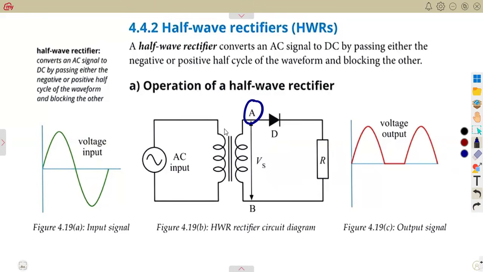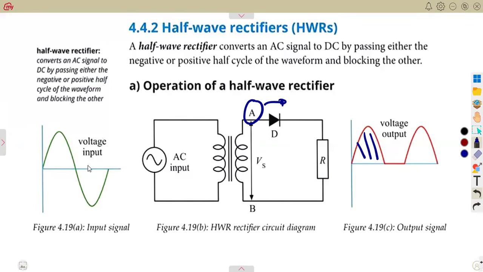So when A is positive with respect to point B, during the positive half cycle of Vs, what is going to happen? The diode is now forward biased because this is positive. Current can flow, and that conducts current. So you see that the output is showing that there was something there, that we've got a voltage there across the diode.